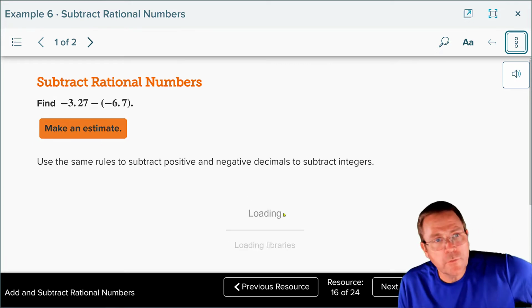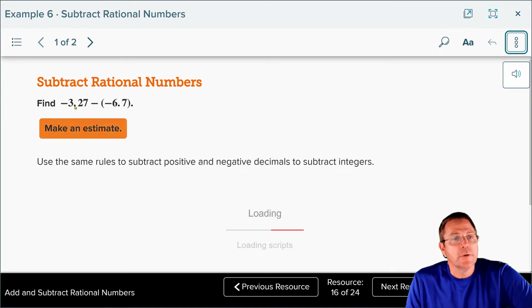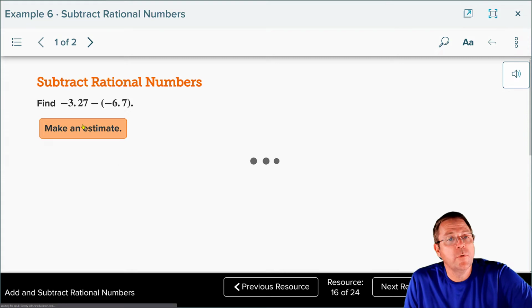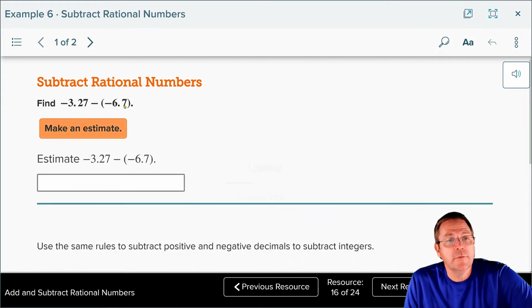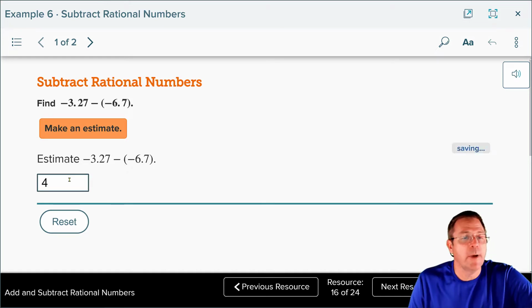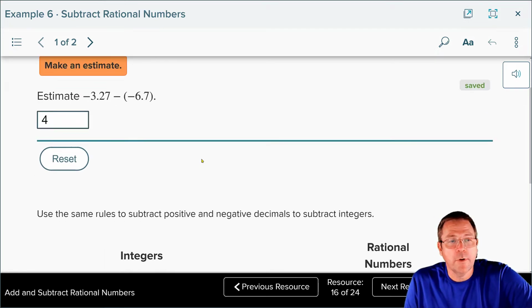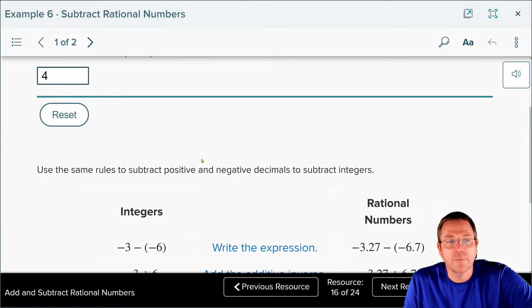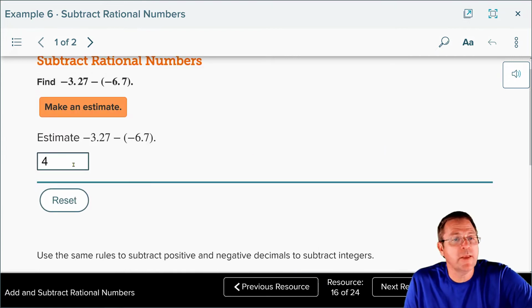So they want us to start off by making an estimate on this number here. We have negative 3.27 minus a negative 6.7. And my estimate would be, I'm going to change that to minus 3, and then negative times a negative is plus 7. So my estimate is going to be about 4. And whether or not that's going to be correct, I don't know, because they're not giving me a way to check it. But that's what my estimate is going to be, something close to 4.